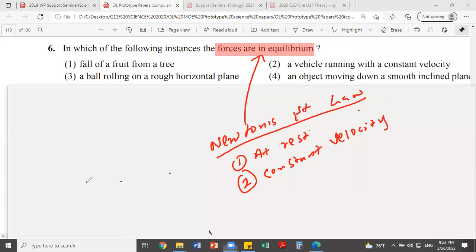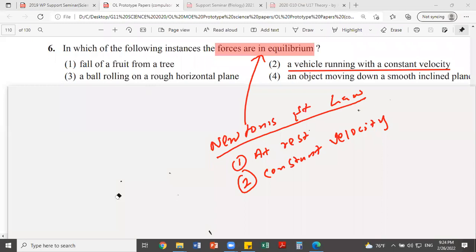So which one tells about at rest or constant velocity? If it is moving with a constant velocity, the answer is second. A vehicle running at a constant velocity, then forces are at equilibrium. Why? Until you apply an unbalanced external force, any object will be either at rest or moving at constant velocity. Until you apply an unbalanced force means now forces are balanced. That means forces are at equilibrium.